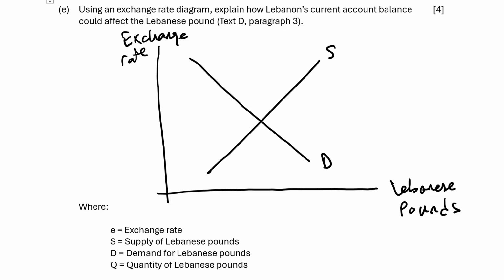Once we've set up our foreign exchange diagram, we just have to work our way through how the current account deficit will affect the supply and demand of foreign exchange. Now, put simply, a current account deficit means you are importing more than you are exporting. If you are importing more, that means you have to buy more foreign currency, and to do this, you supply your own currency in exchange, right?